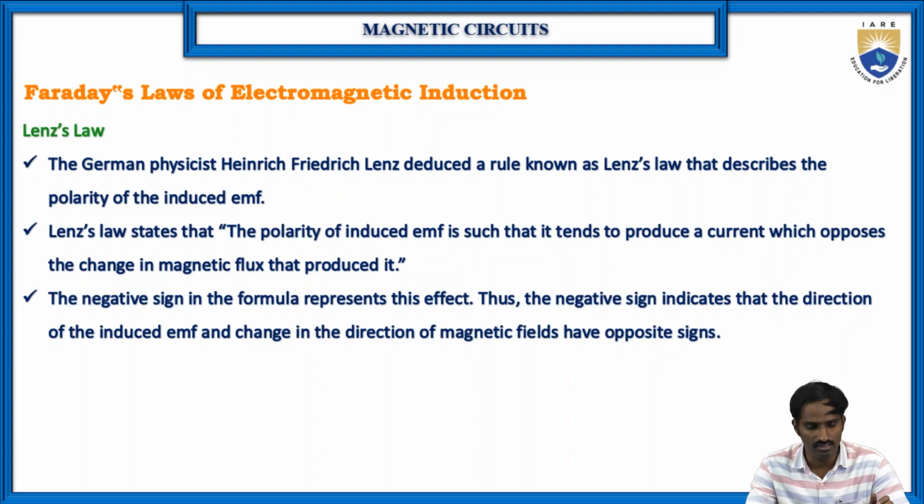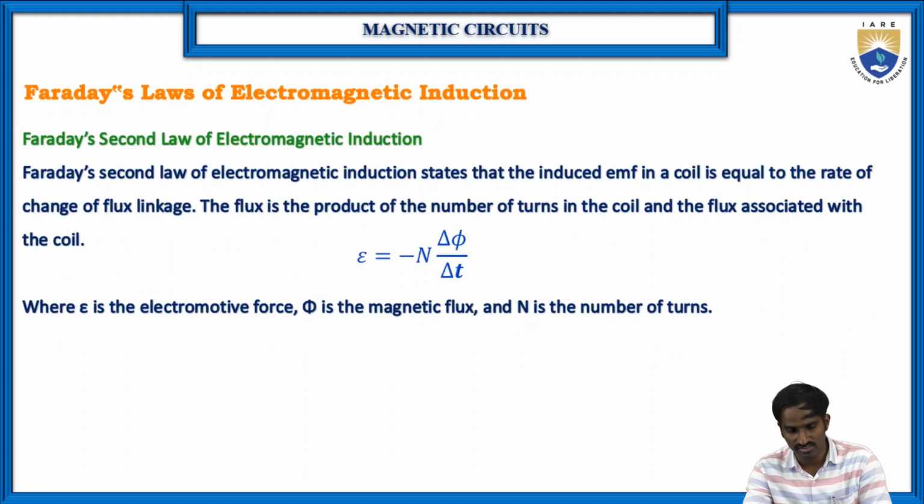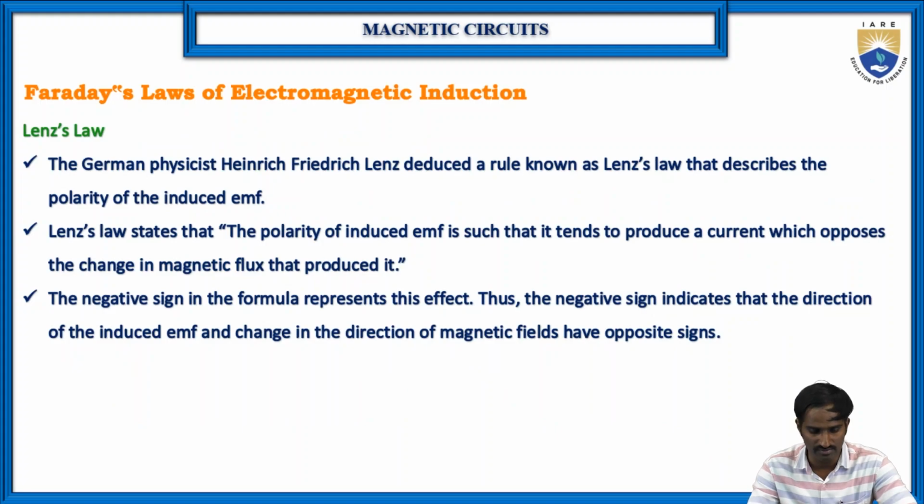Then here, Lenz's law. A German physicist, Lenz, defined a rule known as Lenz's law, which describes the polarity of the induced EMF. Lenz's law states that the polarity of the induced EMF is such that it tends to produce a current which opposes the change in the magnetic flux that produced it. So that's why in the previous case we placed a negative sign. The induced EMF, or electromotive force, is equal to minus N into delta phi by dt, and the negative sign in the formula represents the Lenz's law effect.